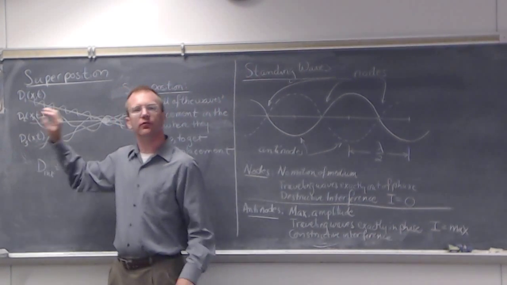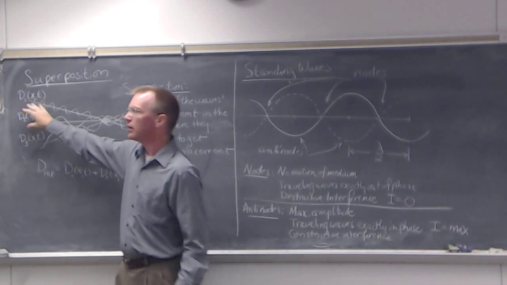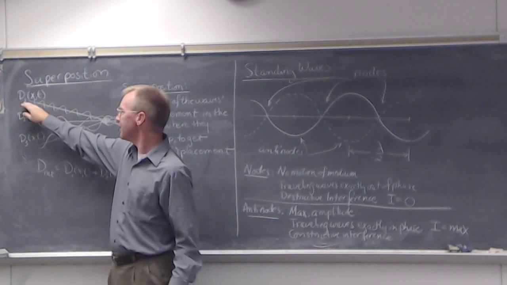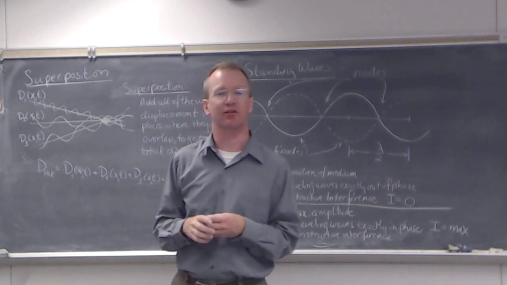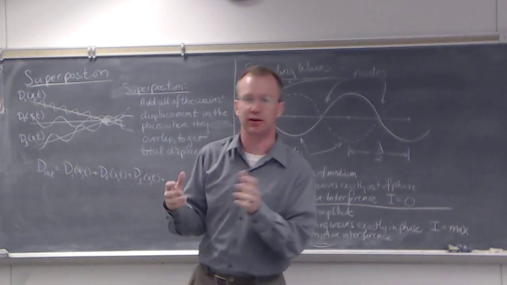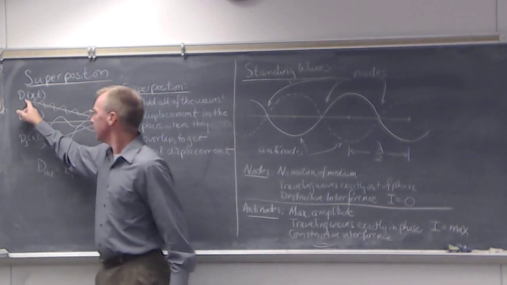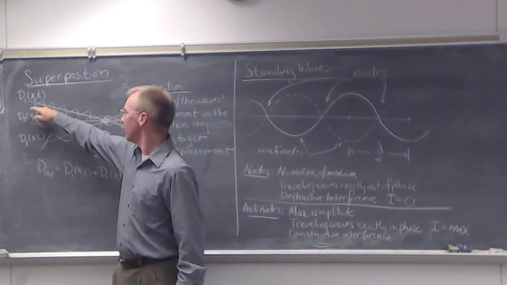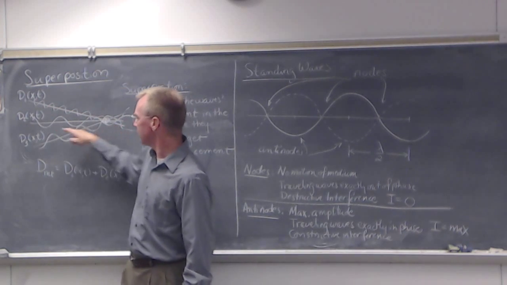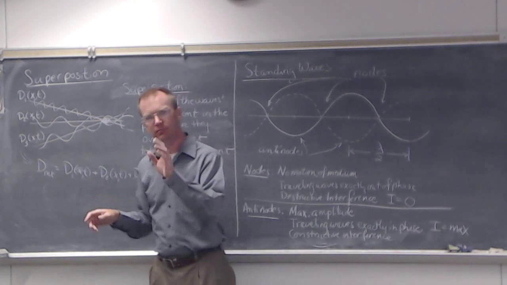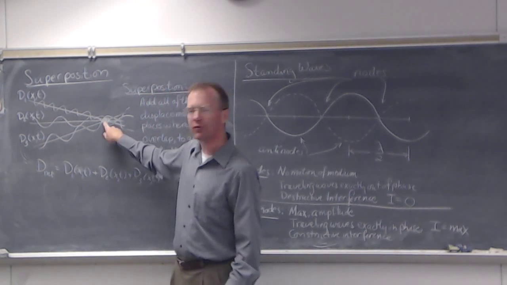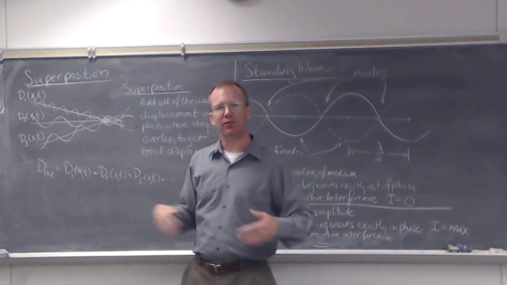Let's say you've got different waves coming across here. Maybe wave number 1. I've labeled the function for its displacement as a function of position and time. Displacement from wave 1 does like this. Wave 2 comes in here. Wave 3 and so on. Now, what happens where they meet? What happens if they overlap?